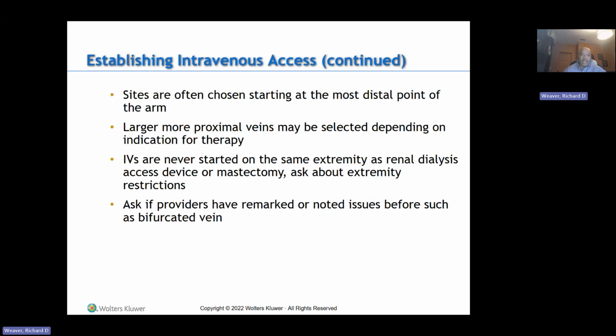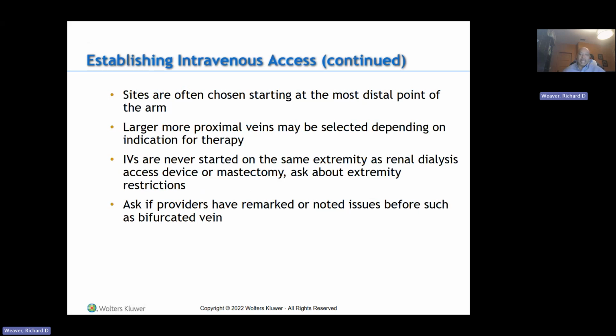Now, ask if providers have remarked or noted issues before, such as a bifurcated vein. When veins are bifurcated, they actually split, right? And we have to be careful about inserting an IV in these types of veins because they're not as straight and easily accessible as the veins that are more straight, if you will.